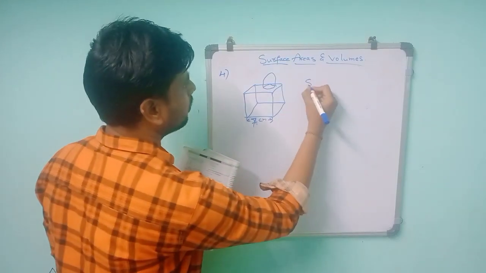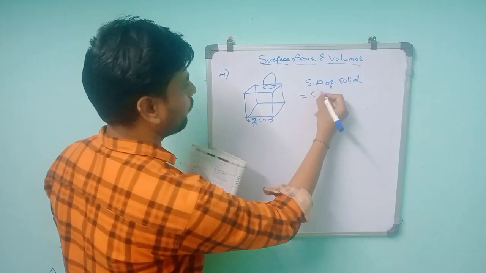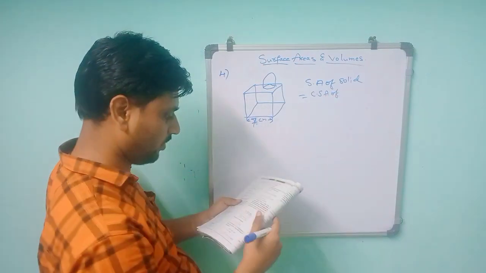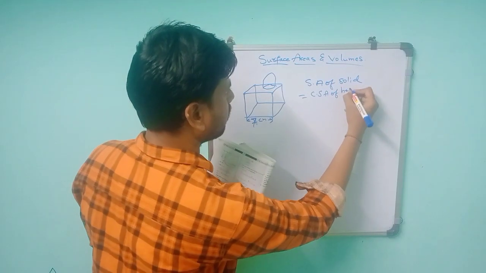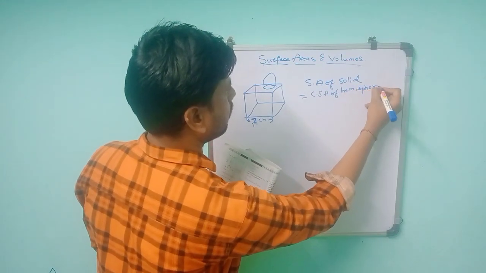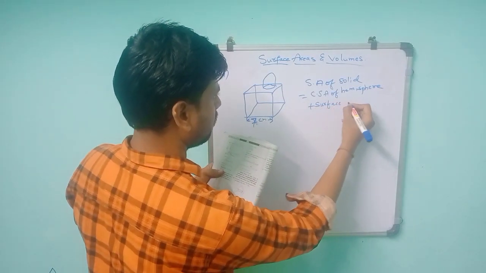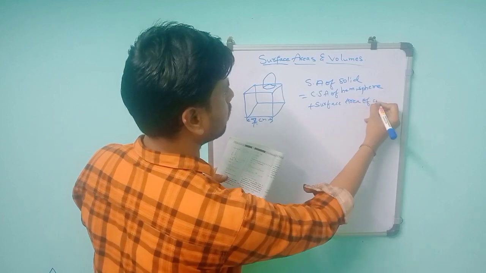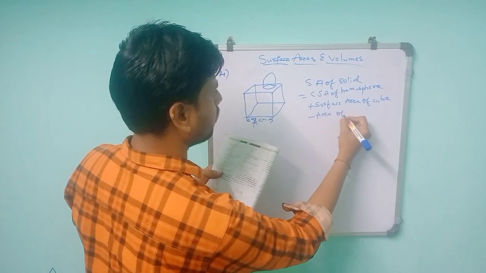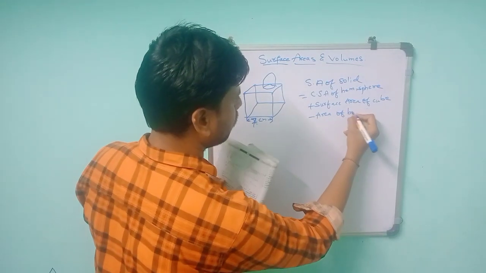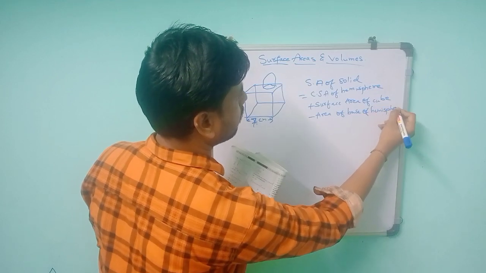So the surface area of the solid will be equal to the curved surface area of the hemisphere plus the surface area of the cube minus the area of the base of the hemisphere.